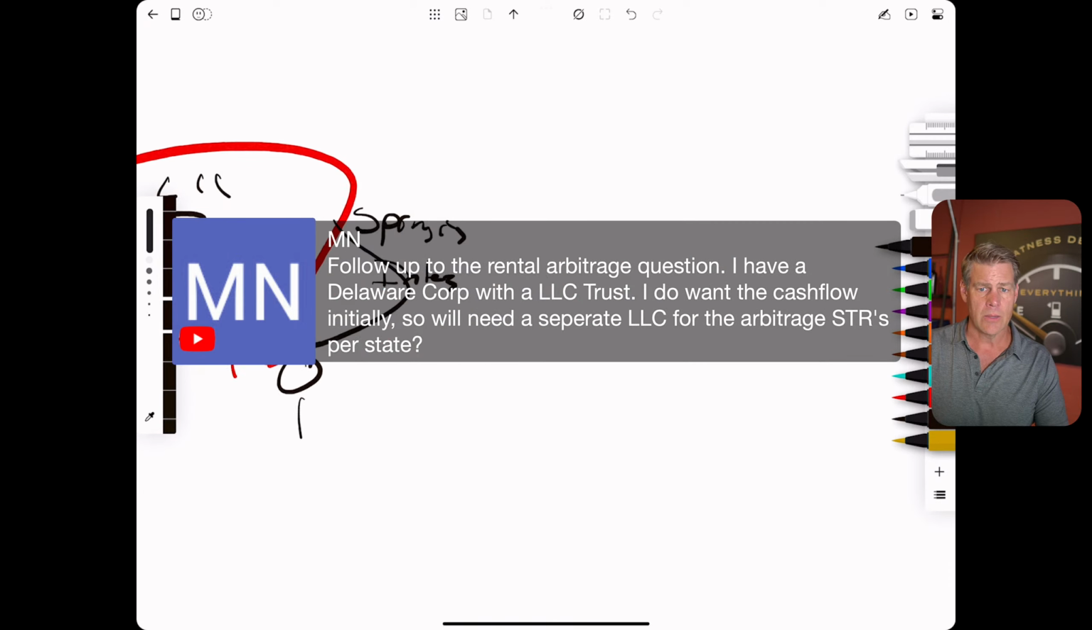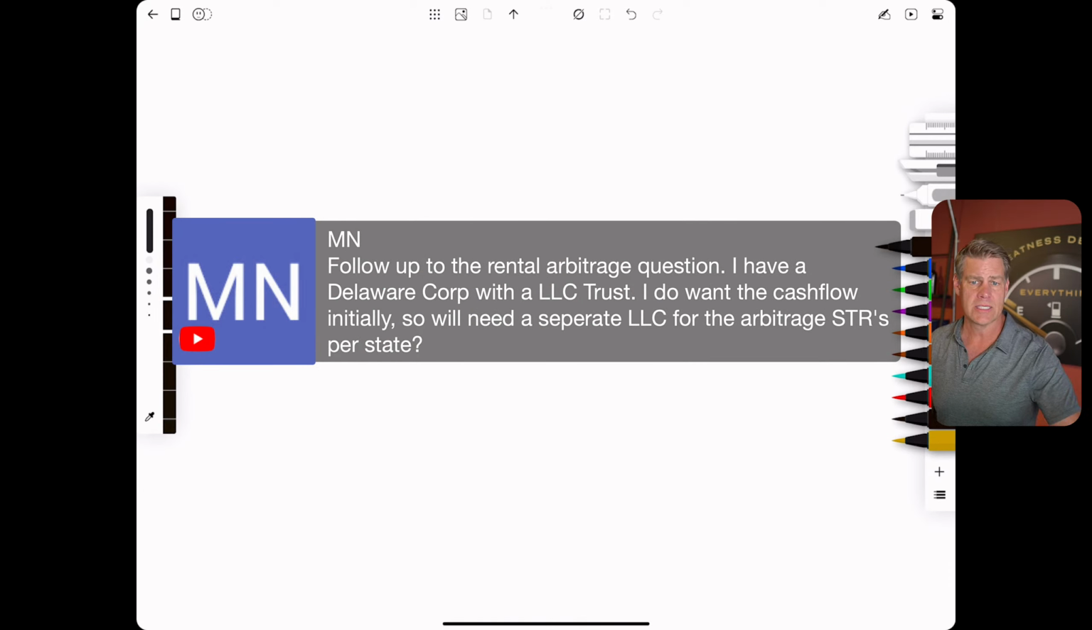So, arbitrage question. I have a Delaware corp with an LLC and trust. Do I want the cash flow initially? I do want the cash flow initially. So will I need a separate LLC for the arbitrage? Do I need separate LLCs per state? Well, yeah, if you're doing separate agreements per state, you're actually conducting business in that state. So either you're going to set up a separate LLC in that state, or what you're going to do is foreign file the LLC that you're currently using in multiple states, register to do business there.